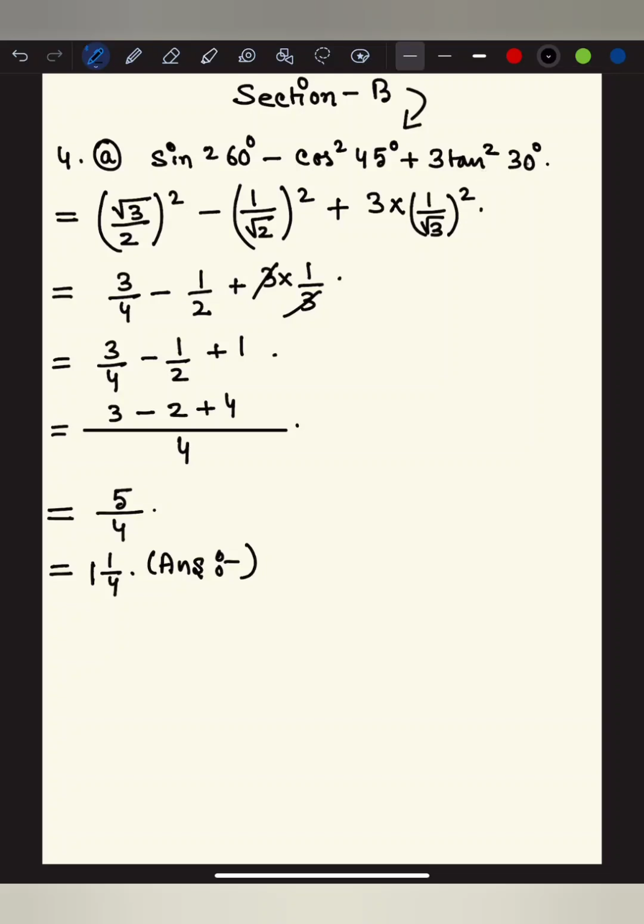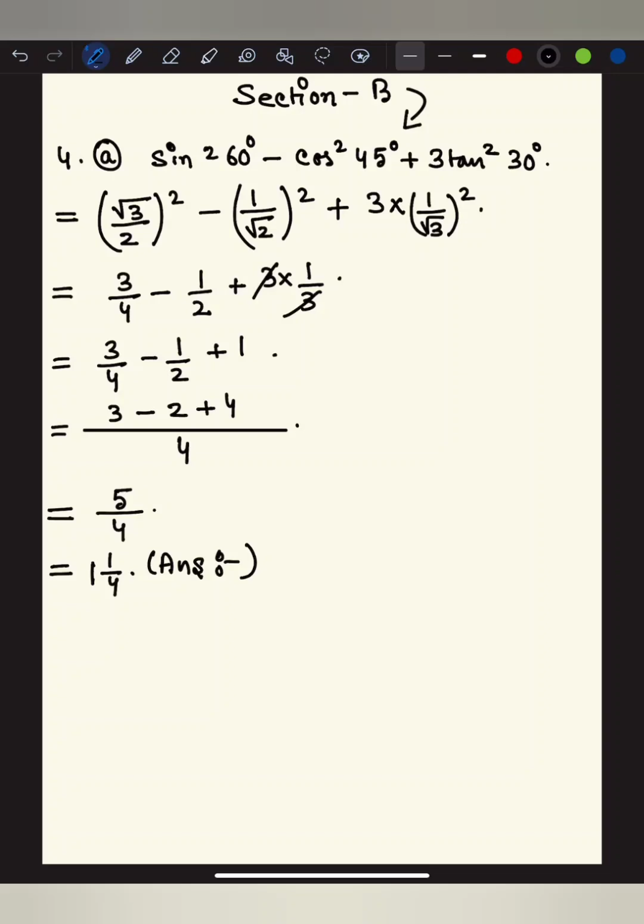So tan square 30 will be 1 by root 3 whole square. Root 3 by 2 whole square means 3 by 4, minus 1 by root 2 whole square means half, plus 3 into 1 by root 3 whole square means 1 by 3. So this 3 gets cancelled out, so this is 1. So 3 by 4 minus half plus 1. Simplifying it, we get 5 by 4, which is equal to 1 whole 1 by 4.